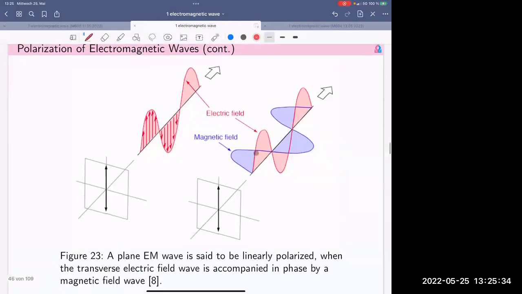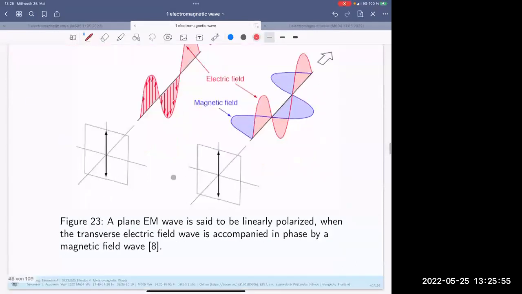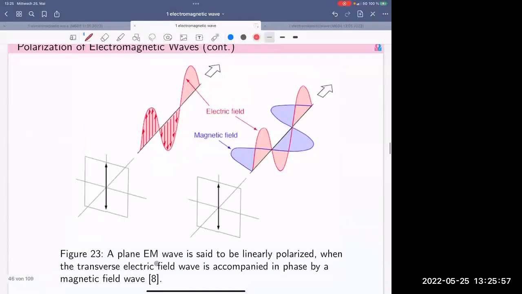Once we combine the electric field with the magnetic field, you can see the magnetic field on the horizontal plane. Okay, the electric field is in the vertical plane. But the EM wave, the electromagnetic wave, is moving in this direction. This is the plane electromagnetic wave, and it is said to be linearly polarized. Linearly because it's only a vertical line here.